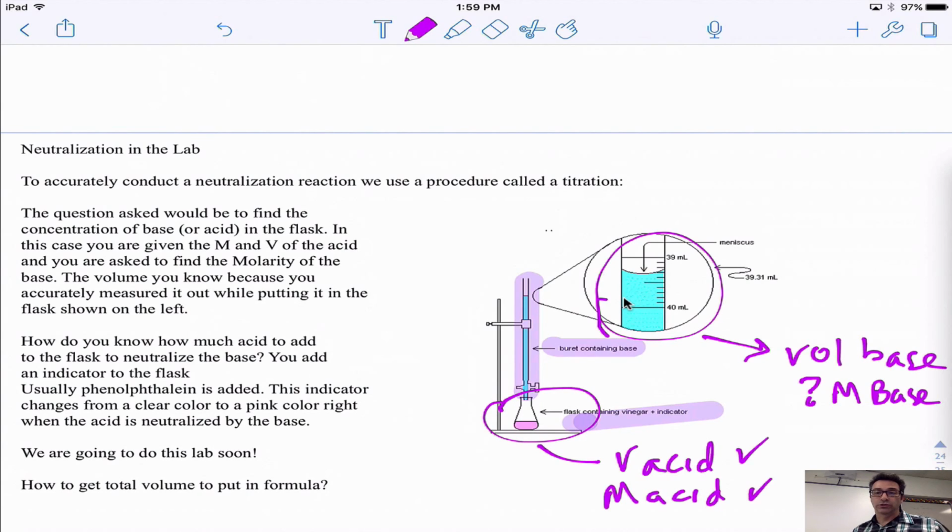Now, one thing I want to show you on the burette that's important is how you take the measurement. Notice that the burette has 0.1 marking, so it goes by 0.1 milliliters. That means that you can actually make a reading to 0.01. And notice the reading that they have here is 39.31. That last one in the hundredths place is uncertain, but it is still included in the measurement.